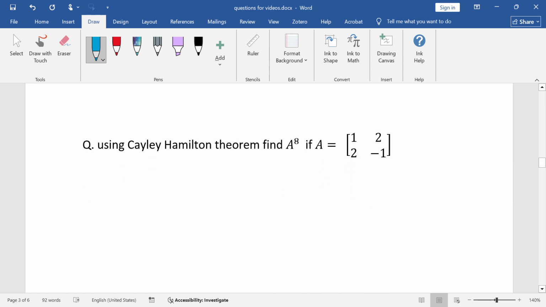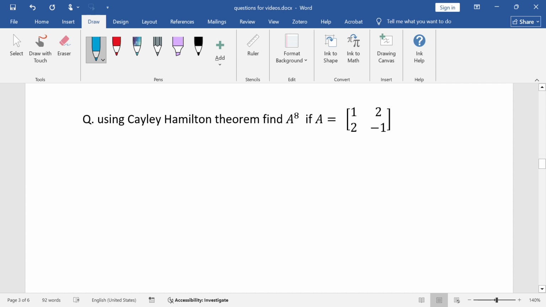So hello everyone. This is our question today. Using Cayley-Hamilton's theorem, you have to find the value of A raised to 8, given that A is a 2 by 2 matrix.